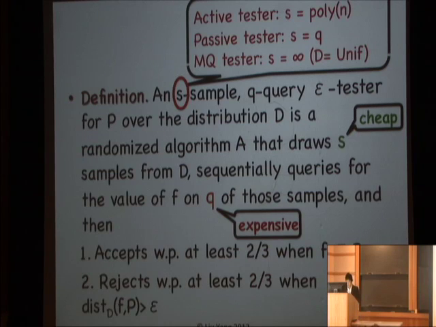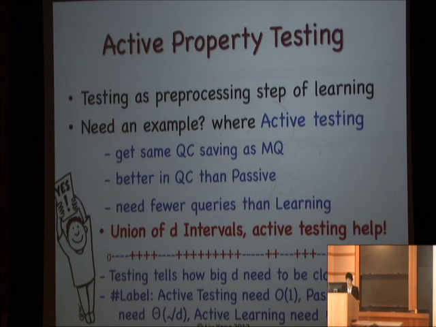expensive. So we can describe the three models we are interested in this study as follows. The active testing model uses a poly n number of unlabeled samples. Passive testing uses as many labeled queries as the number of unlabeled examples. And the membership query model is basically equivalent to saying the number of unlabeled examples is infinite when the distribution is uniform.